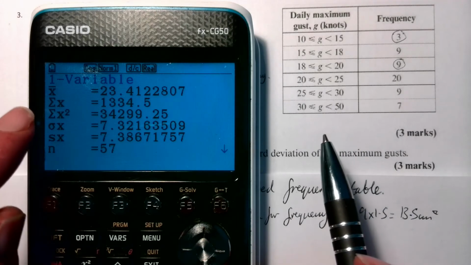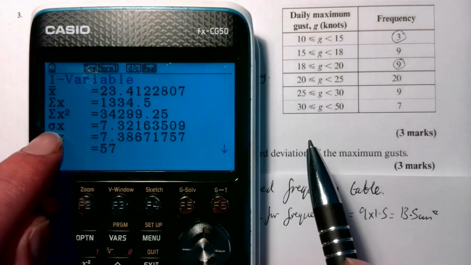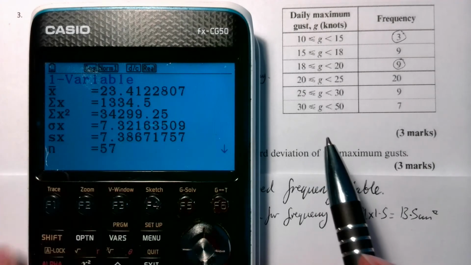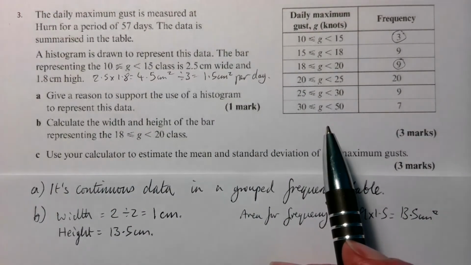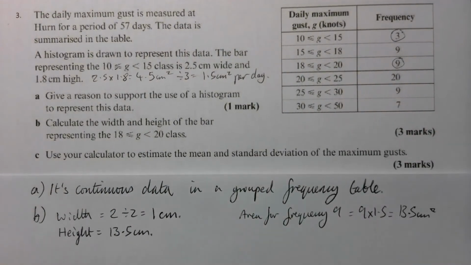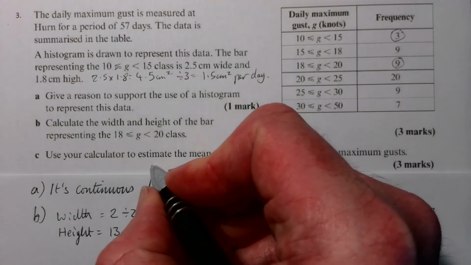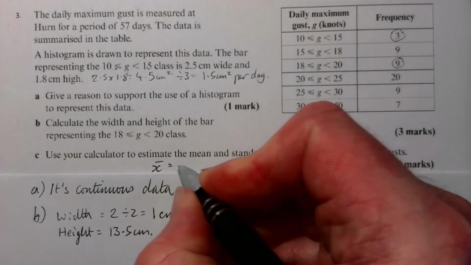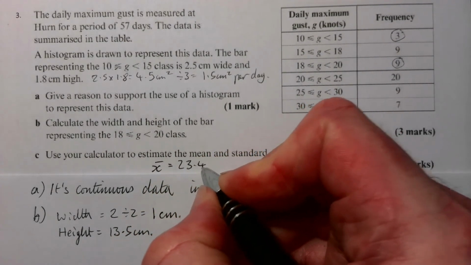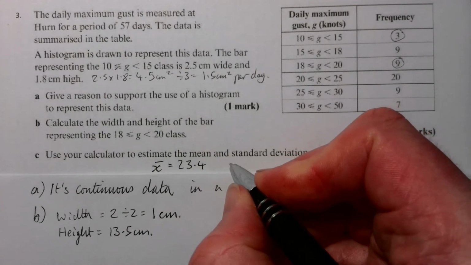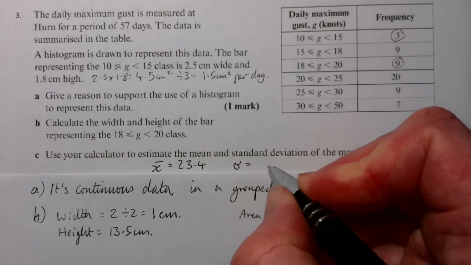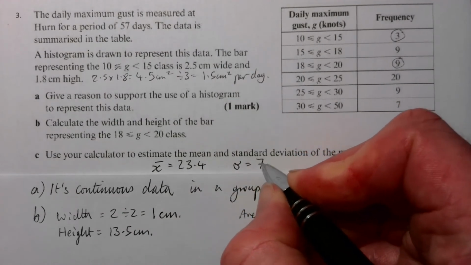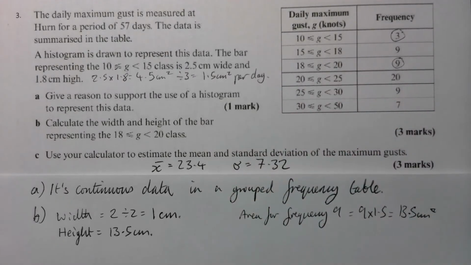And even better than that, if we track down to that Greek symbol there, that stands for standard deviation, 7.32. And that is all that we need. So the mean is 23.4 and the standard deviation is 7.32.